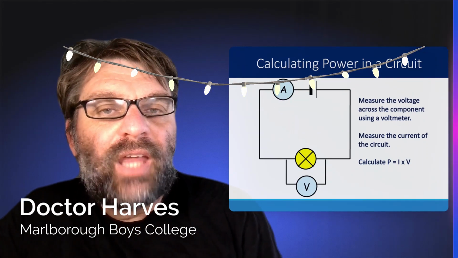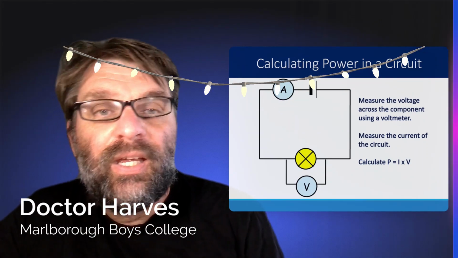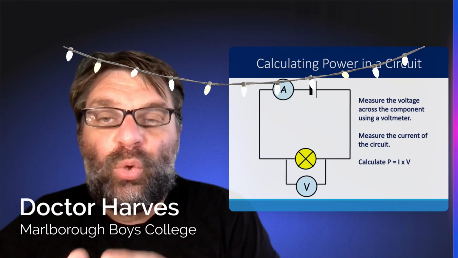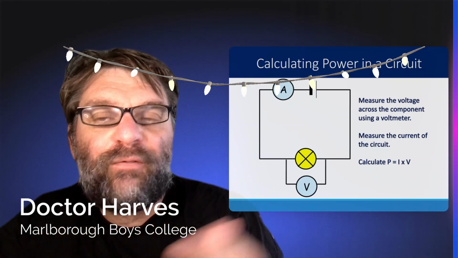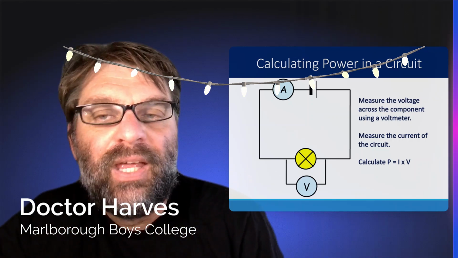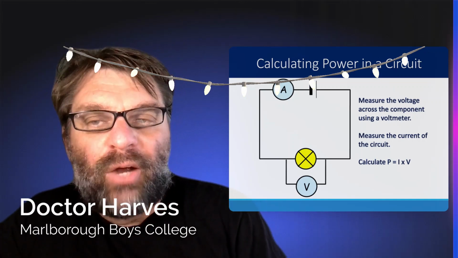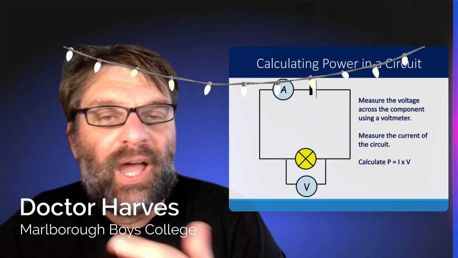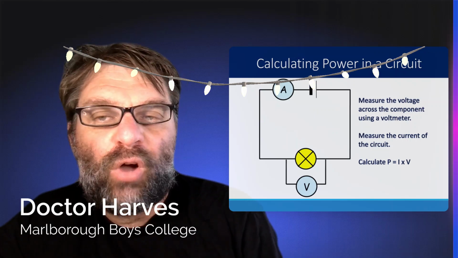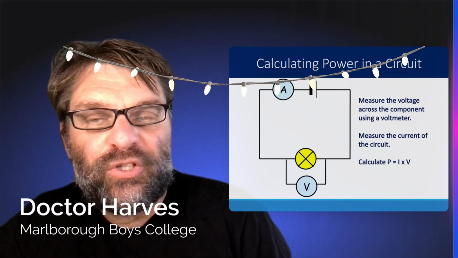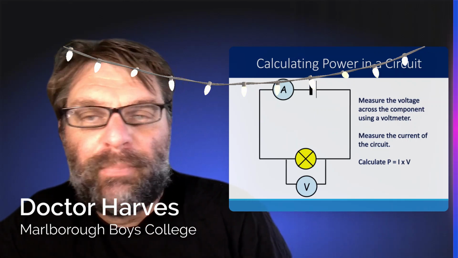So in terms of calculating a power in a circuit, then you have to measure the voltage across the component you're working out the power for. So for example here, the power of the lamp. So you measure the voltage across the lamp and you multiply it by the current inside that circuit. So the power of that lamp is going to be the current of the circuit times the potential difference across the lamp, or the voltage.